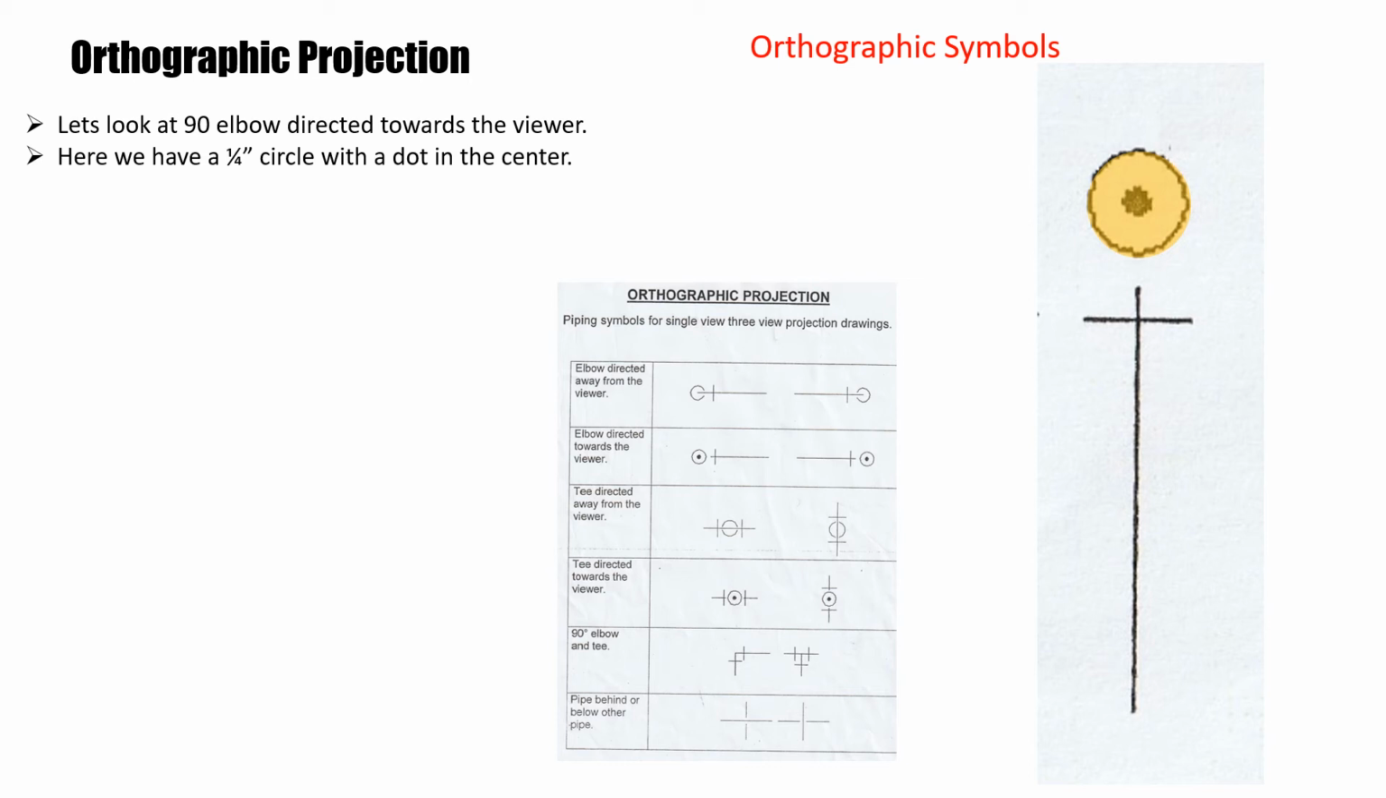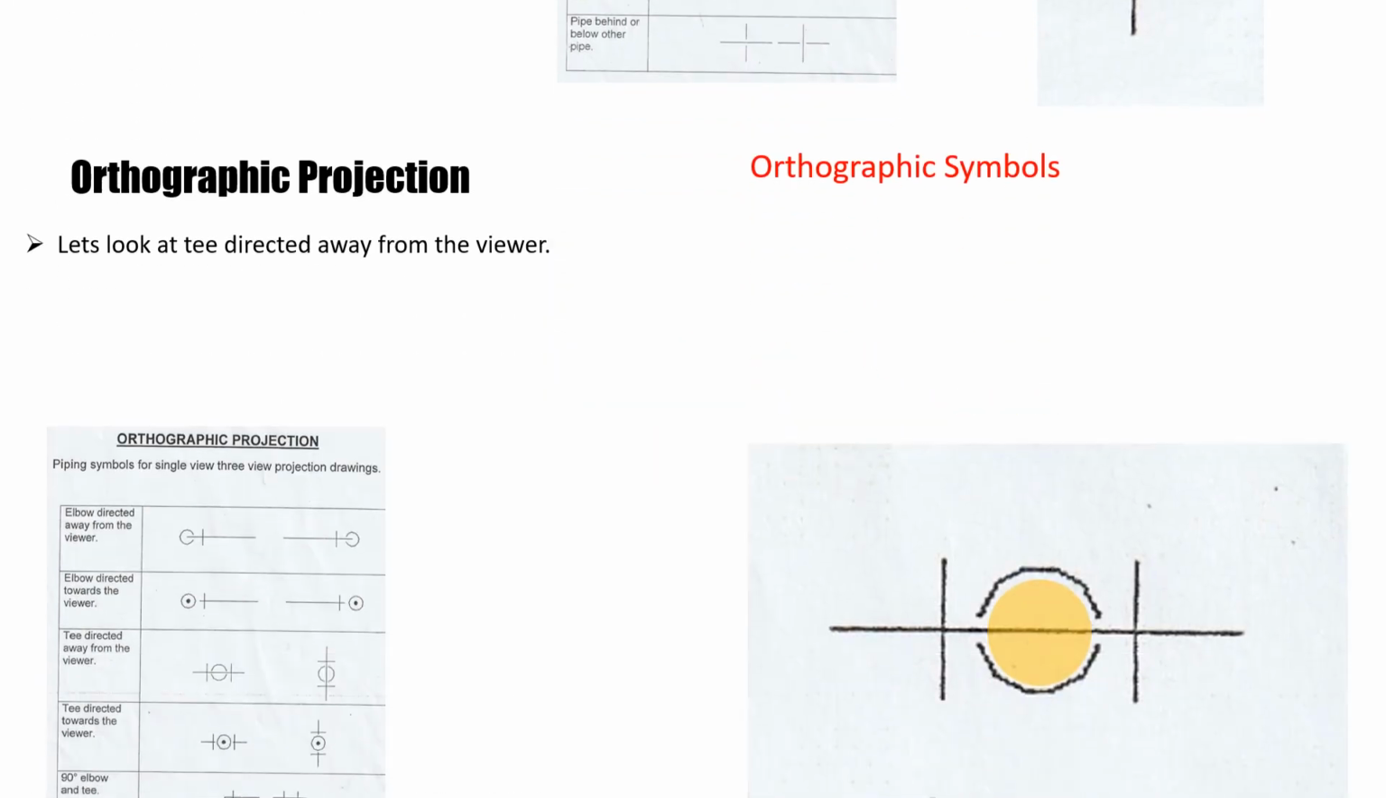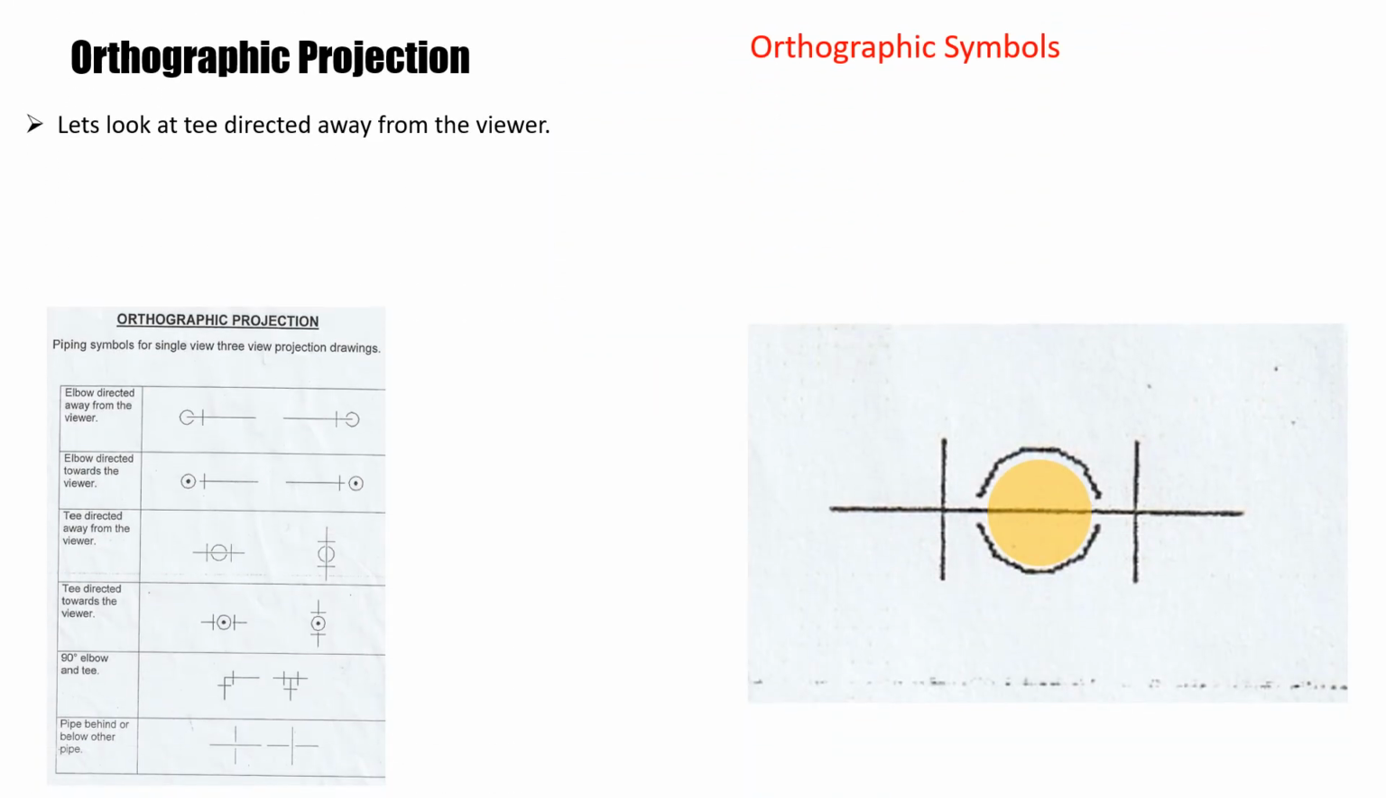The dot in the center, don't make it a huge dot. You get the idea from the pictures, but there has to be a dot in there. There's no size to it. The distance from the dot to the hub is 1/4 of an inch. All the other measurements are the same as the 90 directed away from the viewer. So 1/4 inch. 1/4 inch really is our magic number.